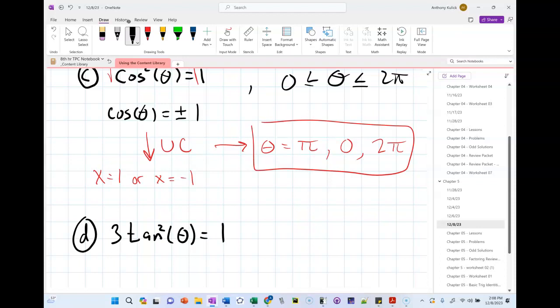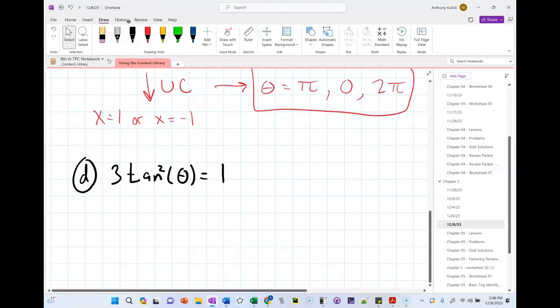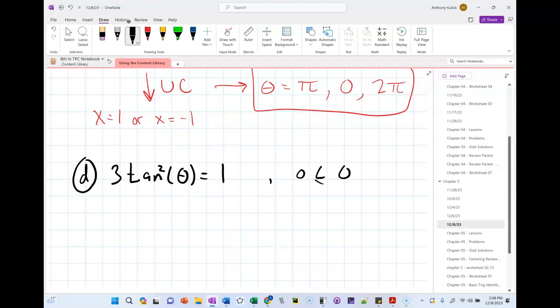What about this one? What should I do first? Yeah, let's divide by 3 first, right? Then you can square root both sides. That sounds like a plan.